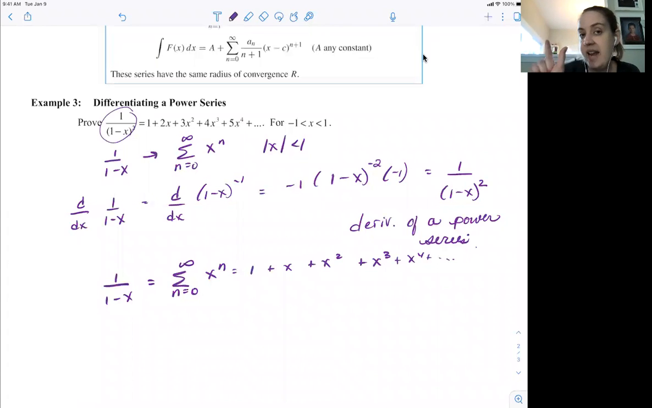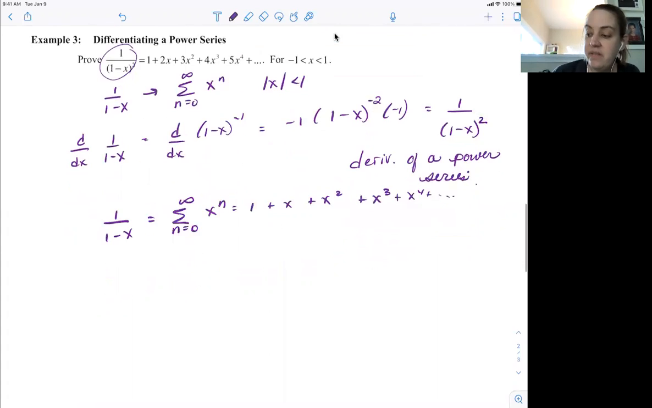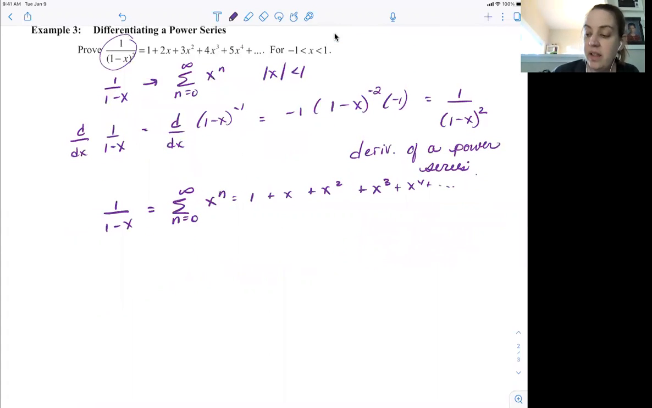So if you expand out that power series, you've got 1 plus x plus x squared plus x to the third plus x to the fourth. Now, if I find the derivative of each one of these, well, what does that look like? So let's derive all three versions.